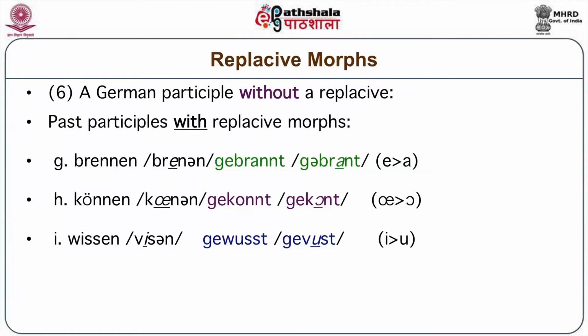It conveys the meaning plural. So that is a replacive morph in German which is doing actual work. Whereas in the past participle gebrannt, coming from the verb brennen, the replacive morph that turns e into a is not doing any work. So it is both replacive and empty. That is why I'm pointing out that there are two different things happening here.